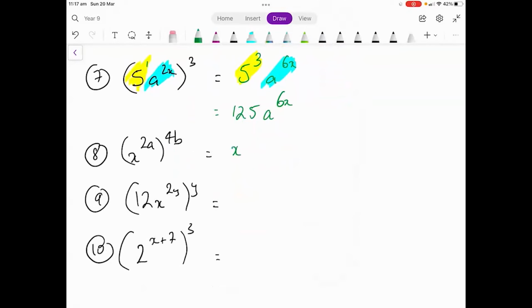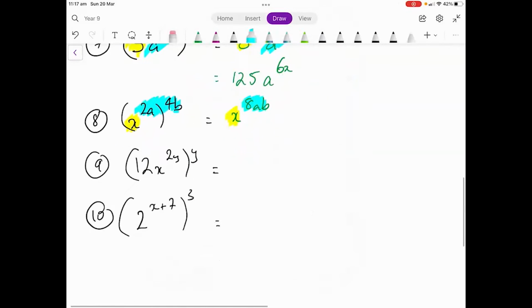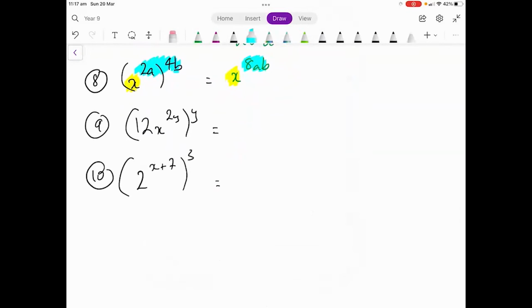Question 8 looks a little bit complicated, but we follow our law, and our law tells us that the base stays the same, so we leave the x, and the powers are multiplied. 2a times 4b is 8ab, and that's it. Question 9, we put in our invisible 1 for the power of 12, and we multiply our powers. 1 times y is y, so that's 12 to the power of y. 2y times y is 2y squared, so that's x to the power of 2y squared.